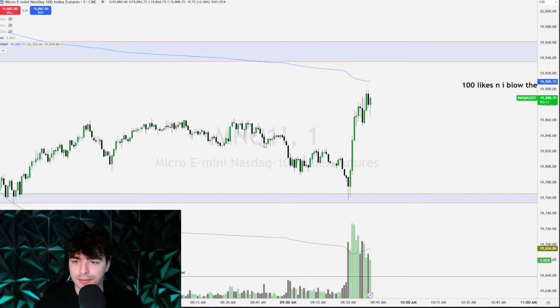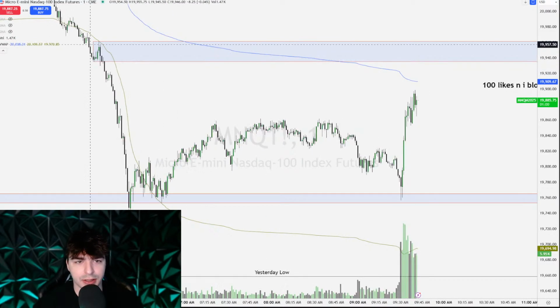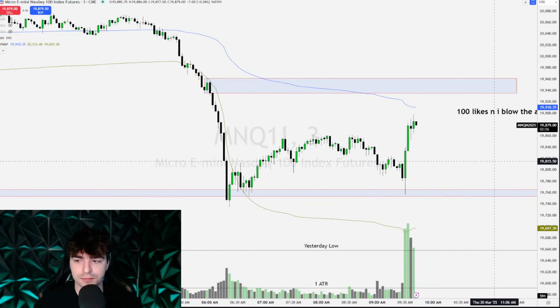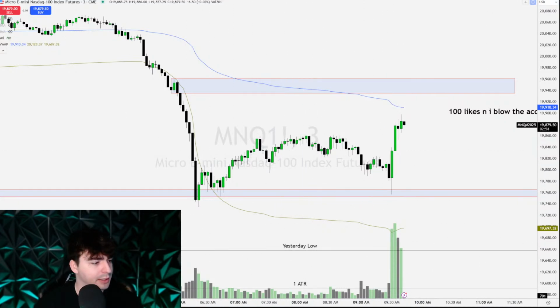Come on, NASDAQ. Get up there. So if you just entered the stream, we're looking for shorts on NASDAQ around its VWAP and an area of supply here, and hopefully take it down to yesterday's lows.